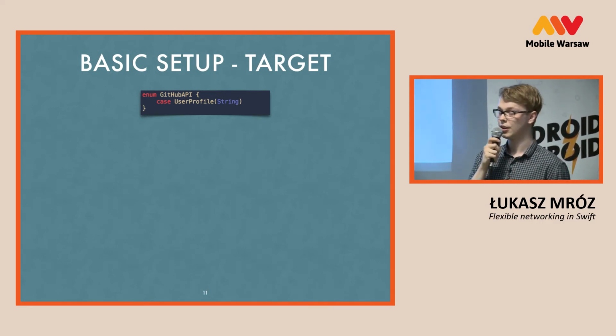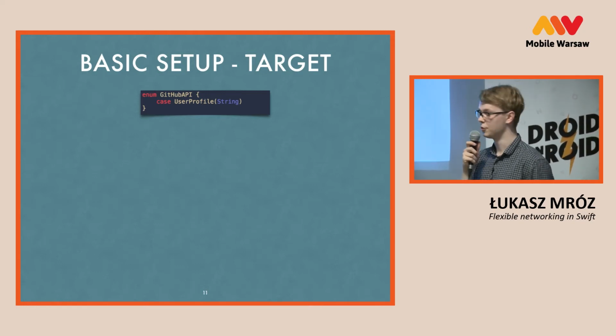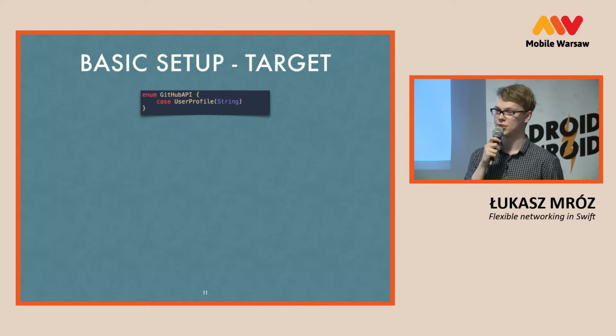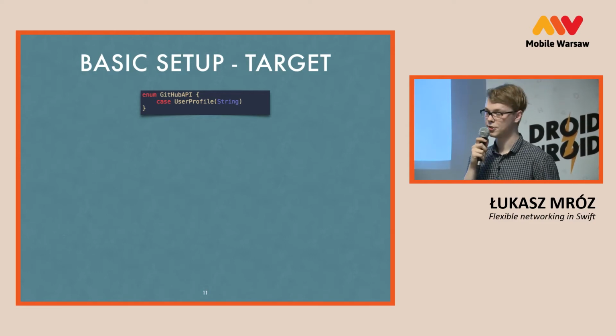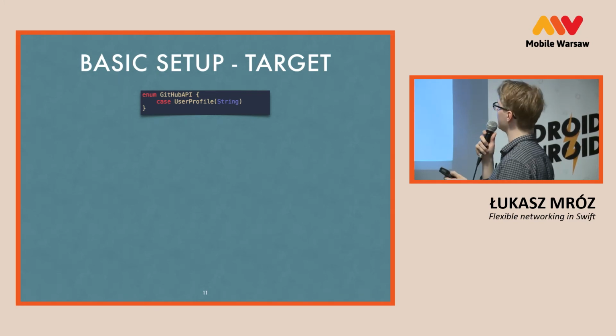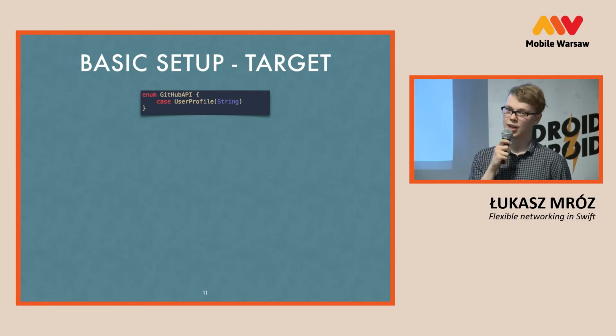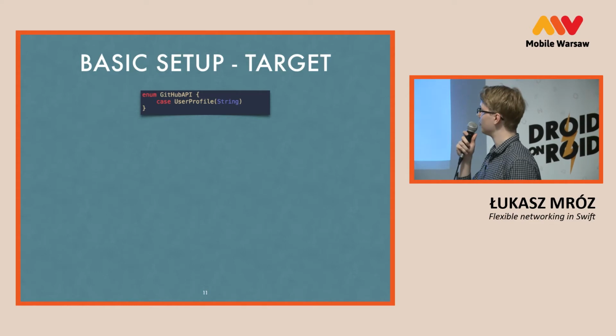Enum is the designed way of doing things in Moya, but there's also a way of doing this with structs, which is not documented now, but you can still try it if you dig into the source code. And we are creating one endpoint with user profile. We provide a string with username, and it should resolve us the data from GitHub.